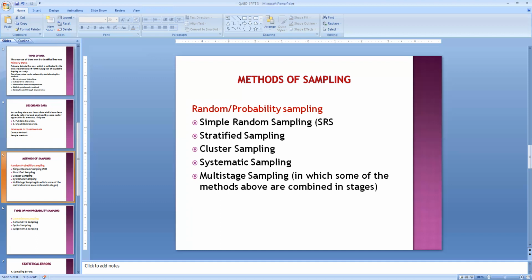A sample chosen randomly is meant to be an unbiased representation of the total population. In probability sampling, we come across a few types: simple random sampling, stratified sampling, cluster sampling, systematic sampling, and multi-stage sampling. These are some of the methods of sampling.